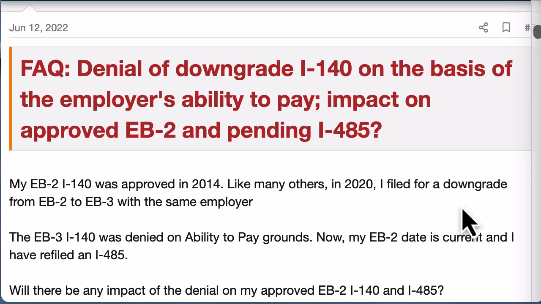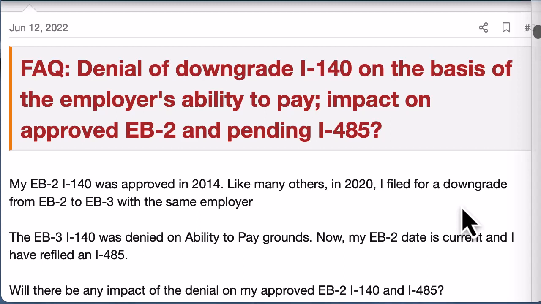Would that take away your priority date? I don't see how. Your priority date is yours. Okay? Unless the problem of ability to pay wages dated back to the original approval. So in other words, the original approval was made by mistake, then you could lose your priority date also. So this is a big problem.